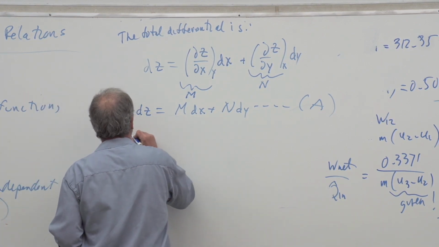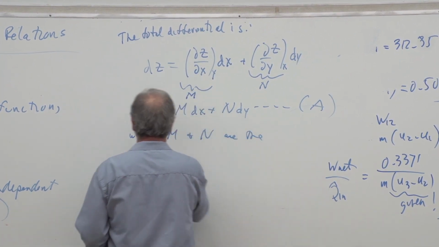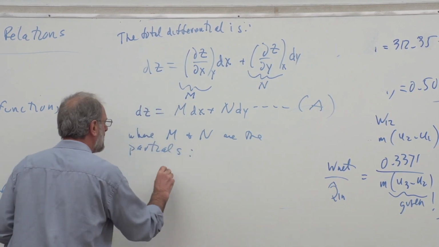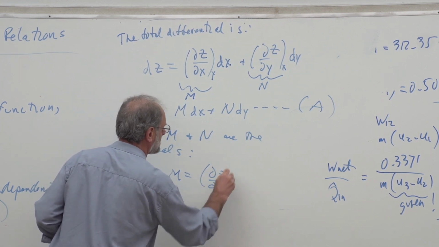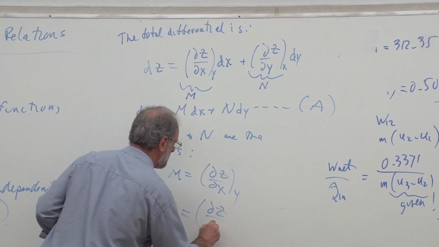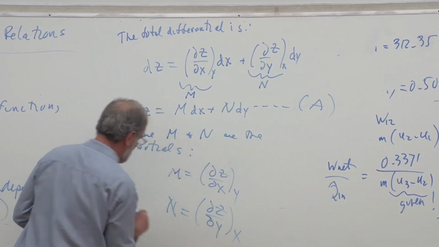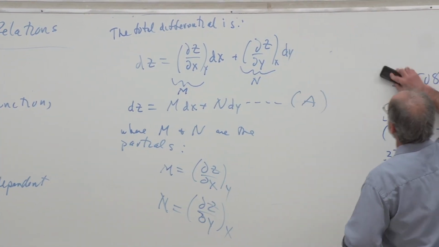And we'll note, again, where M and N are the partials. M is the partial of z with respect to x, holding y constant. And N is the partial of z with respect to y, holding x constant. So again, this is just mathematics.